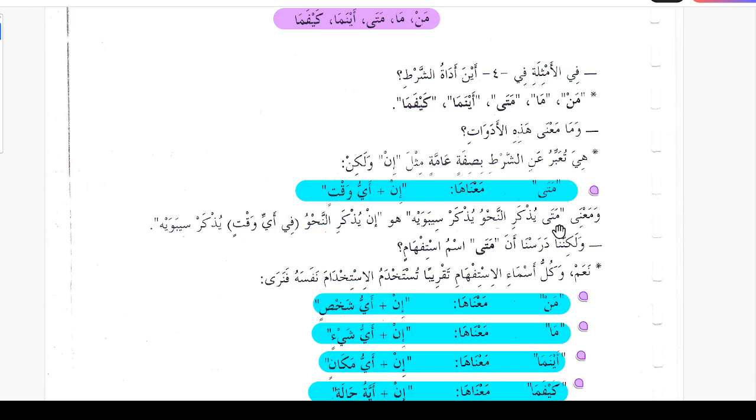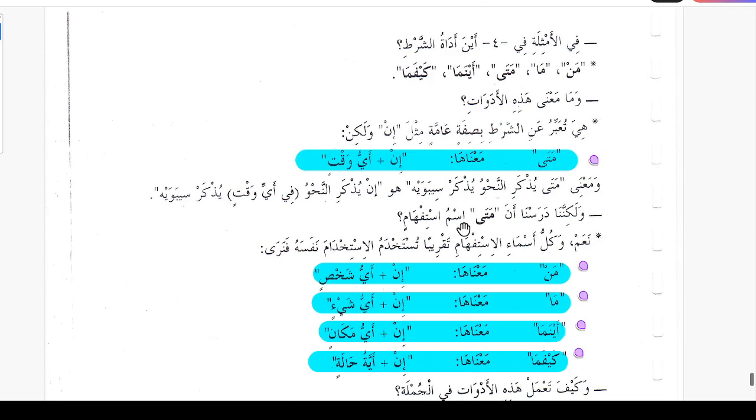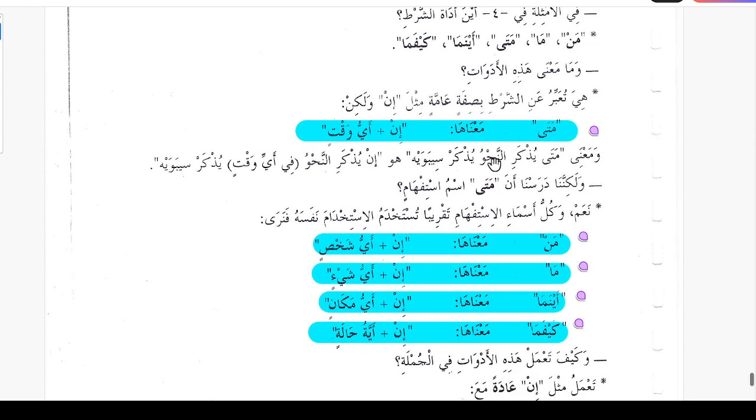So mata yuskari nahwu yuskari sibawai, which means that anytime you mention the grammar, you will mention this guy Sibawai. That is why mata was used, not in, because we want to say that anytime the grammar is mentioned, we will mention Sibawai.